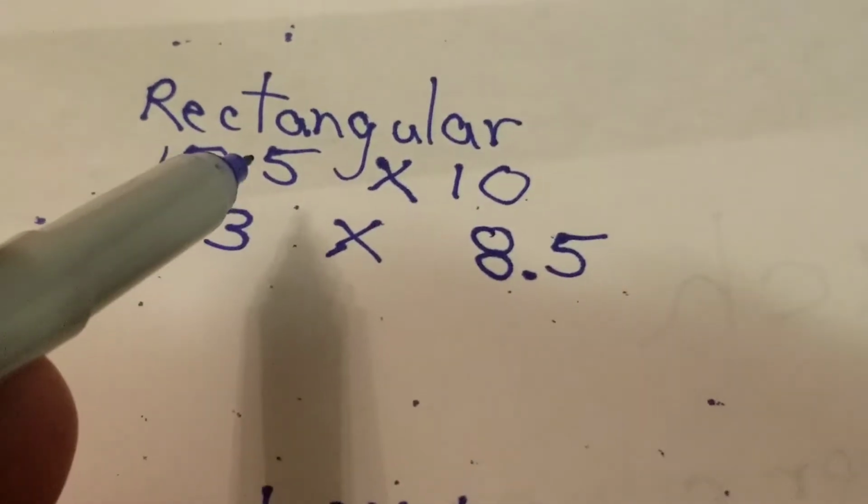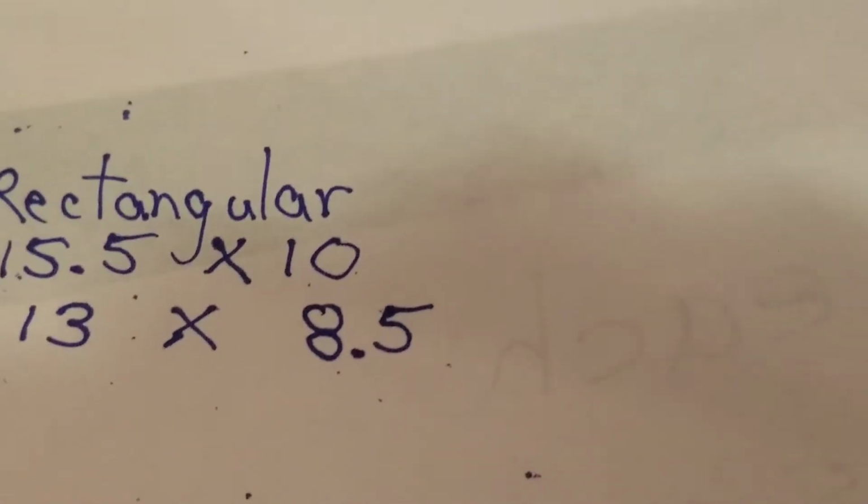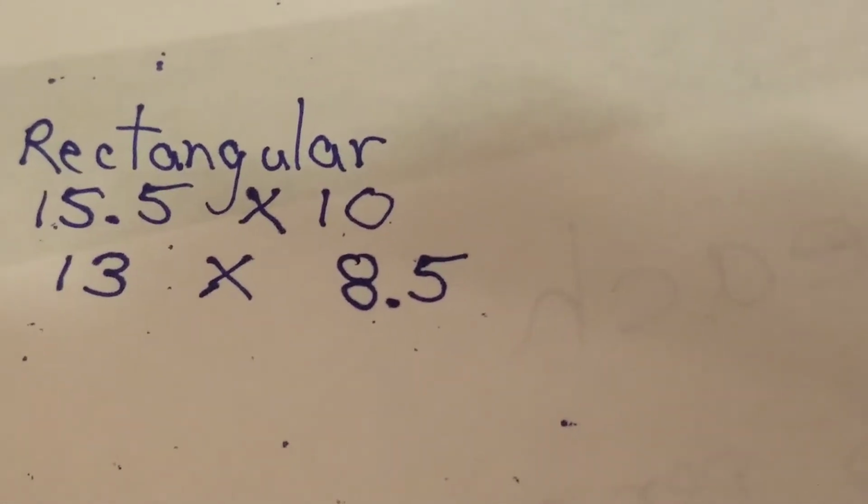Now let's figure out the area of our big pizza. We can figure that out real easy. It's 15.5 times 10, which is 155 square inches compared to 177. Wow. That's quite a bit of difference. I'm going to have to check my math on that, but I think that's right.